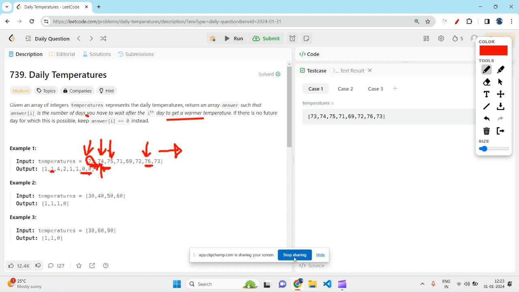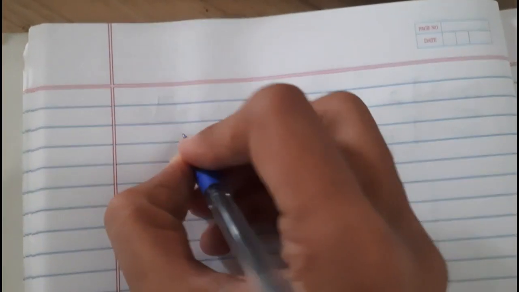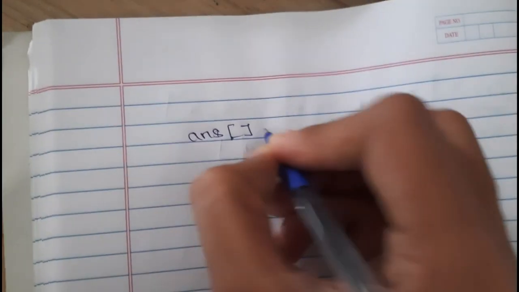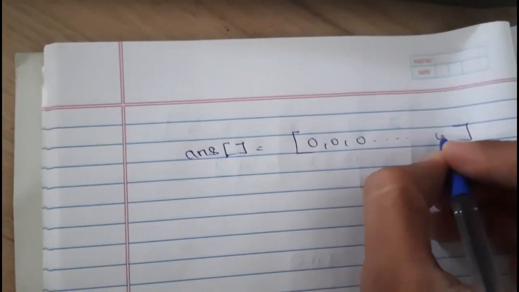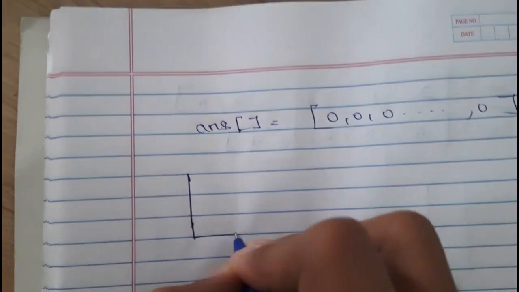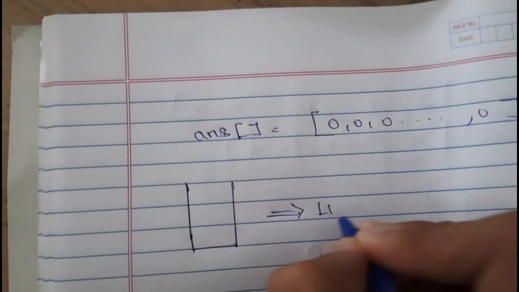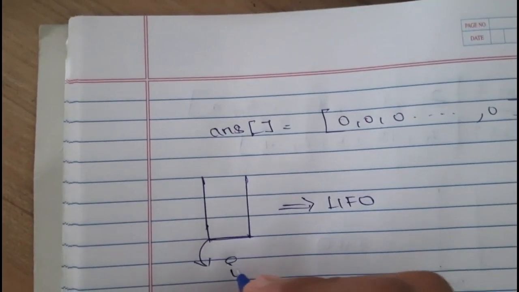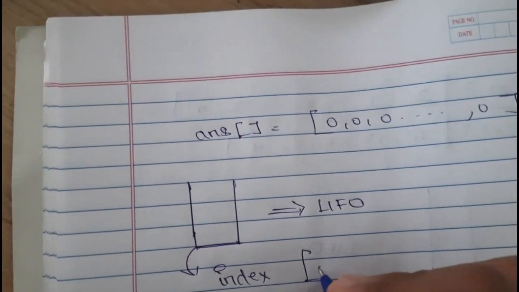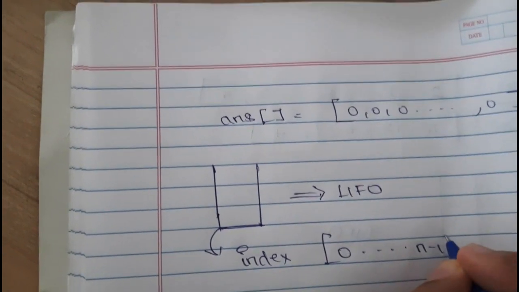So guys, pause this video and try to come up with the logic on your own. We will see how the logic is derived. The logic is very simple. We will create an answer array. This is the array we will be returning. We will assign the value 0 for everything. And we will be using a data structure known as a stack. A stack follows last in, first out order. This stack contains the index values, which will be from 0 to n minus 1.